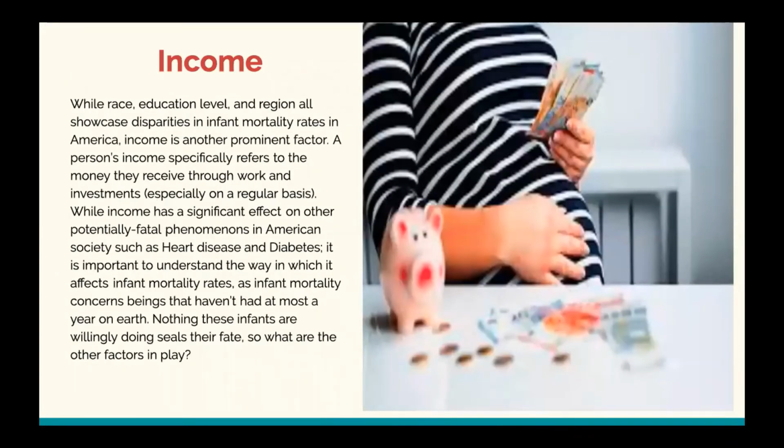While race, education level, and region all showcase disparities in infant mortality rates in America, income is another prominent factor. A person's income specifically refers to the money they receive through work and investments, especially on a regular basis. While income has a significant effect on other potentially fatal phenomena in American society, such as heart disease and diabetes, it is important to understand the way in which it affects infant mortality rates, as infant mortality concerns beings that haven't had at most a year on Earth. Nothing these infants are willingly doing seals their fate, so what are the other factors in play?